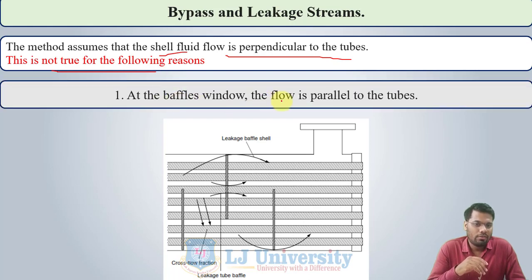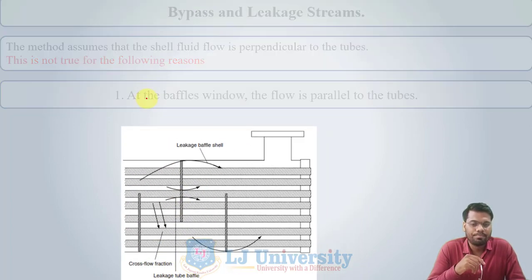First, at the baffle window, the flow is parallel to the tubes, as we have just discussed. This region is the baffle window. So the flow path of the fluid is like this. In this region, the fluid is going to flow either parallel or counter to the tube side flow. So it is not going to be cross flow. So this is the first reason.